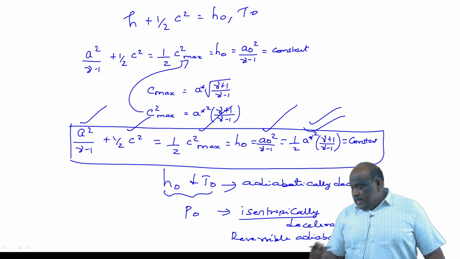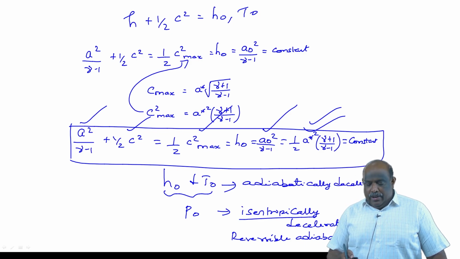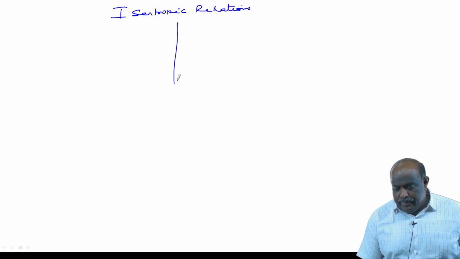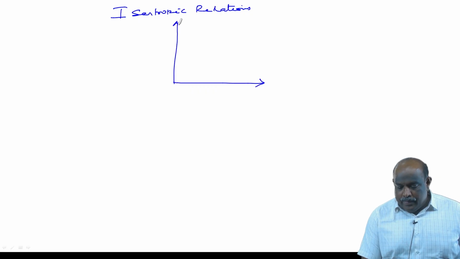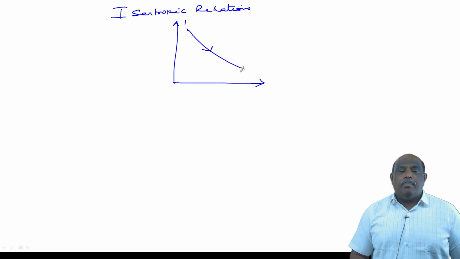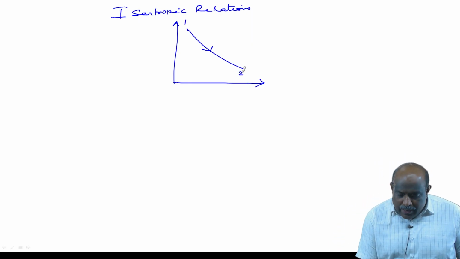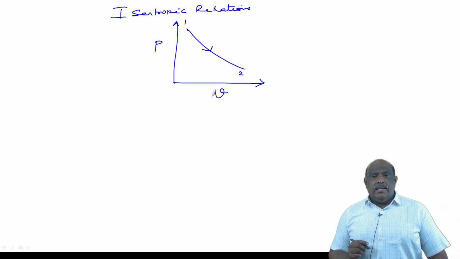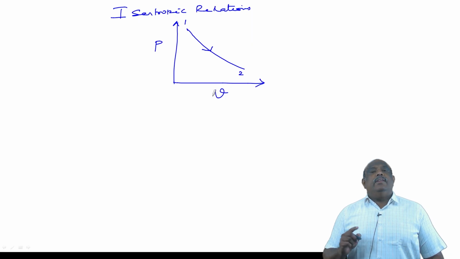Let us move on to the next slide and we will try to get the value of P naught. For this, we should know the isentropic relation. We should know what is meant by isentropic relation. So, let us say a process is happening from 1 to 2. Let us draw it on a PV diagram. Sometimes I will put capital V on the x-axis, sometimes small v.